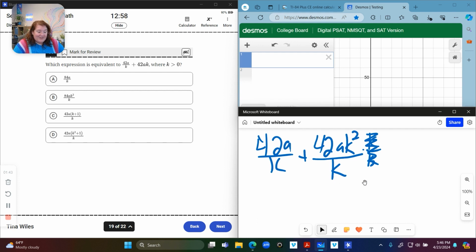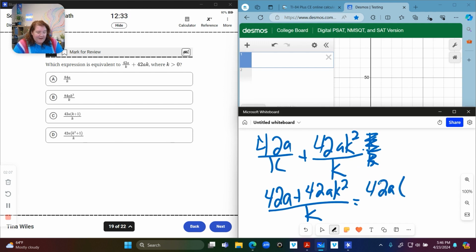Now that I have common denominators, I can add the numerators. So when you're adding fractions, you leave the denominator alone. So this is all going to be over k, and I have 42a plus 42ak squared. And when I look at the answer choices, I could see they have something factored out. Both terms have 42a, so I could factor that out. This would be left with 1, and this is left with k squared. So the correct answer is D.